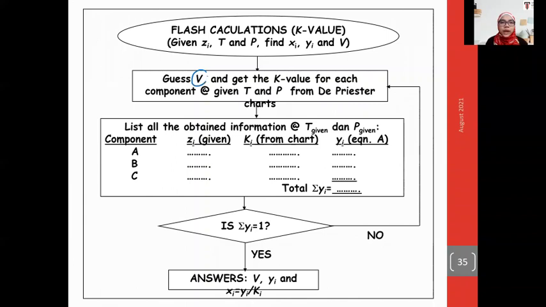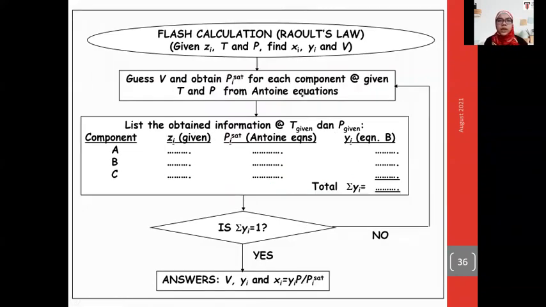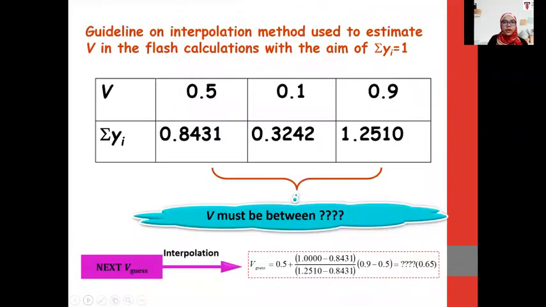So we need to guess the value of V and get the value of K for each component. Okay, so Z and K and Y. I will show you the example after this for you to understand more. Okay, this is if using Raoult's law, and it is only applicable if the Antoine equation of saturation pressure can be obtained. So we can get all based on the Antoine equation and then the summation. Okay, if no, we need to guess another value of V. Okay, let's refer to the example.